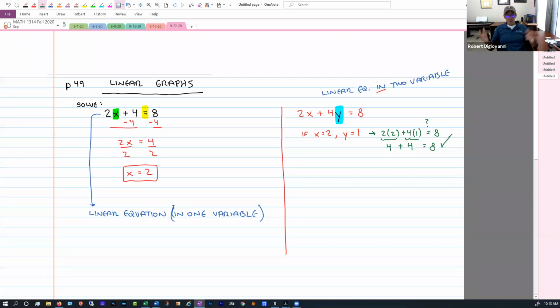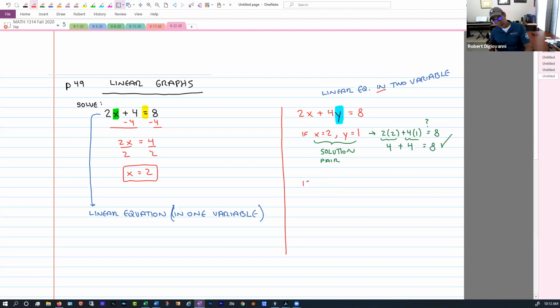So one possible solution would be that pair of numbers. We call that a solution pair, actually an ordered pair, but I'll get to that in a minute. So that is one possible solution, just letting x be 2 and y being 1. But it is not the only solution. I could try something else.